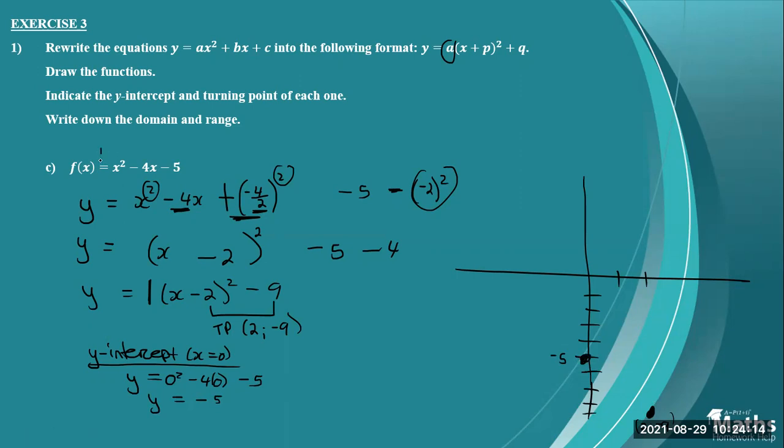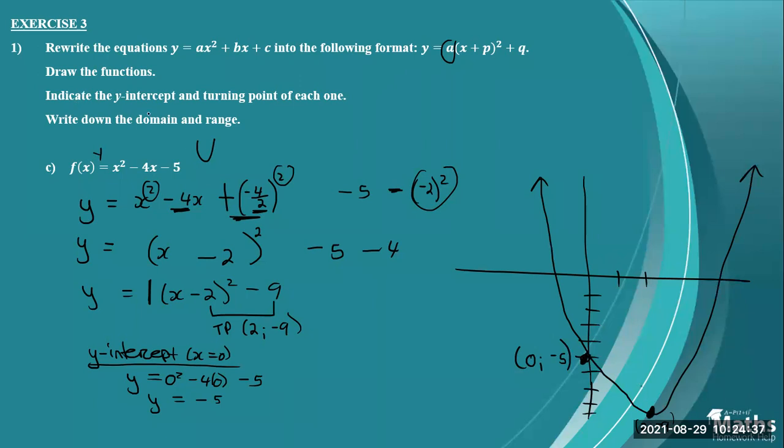We know it's going to be a positive one. The shape, the a, is positive. So you just roughly draw it. Doesn't matter where it cuts the x-axis because they didn't ask for that. Indicate the y-intercept, so you must write this as (0; -5), and indicate the turning point.